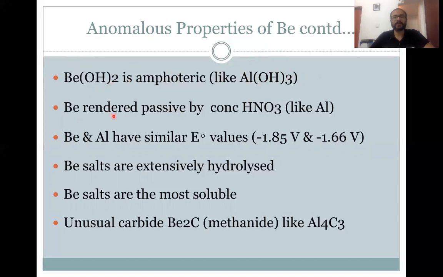Another anomalous property that beryllium has is that it is rendered passive by treatment with concentrated nitric acid. When I say rendered passive, what do I mean by that? That it is made unreactive. Usually, elements of group 1 or group 2, when they react with acid, form the corresponding salts and liberate hydrogen. That is the usual reaction: they form the salt and release hydrogen gas.